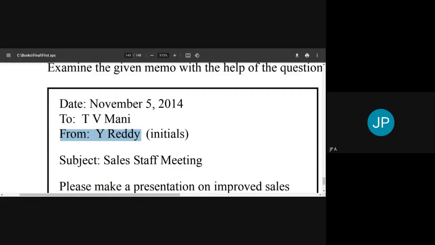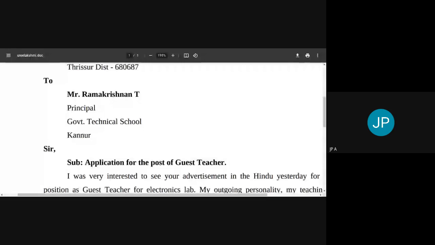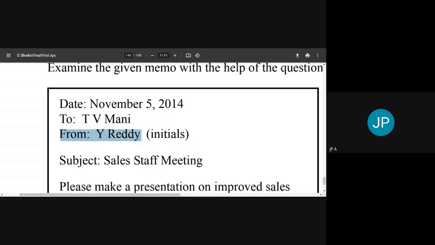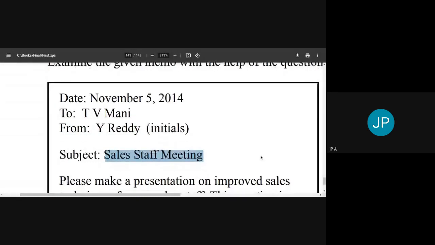But when we write a formal letter, it is not like that. We saw an example of a formal letter earlier. There, when the subject line is written, it is not all capitalized. In a formal letter you can see that it is not in complete capital letters. But when writing a memo, it has to be written in full capital letters. That is the next major difference related to writing a memo, that the subject should be completely in capital letters. Sales staff meeting in full capital letters. Then you can write the message.